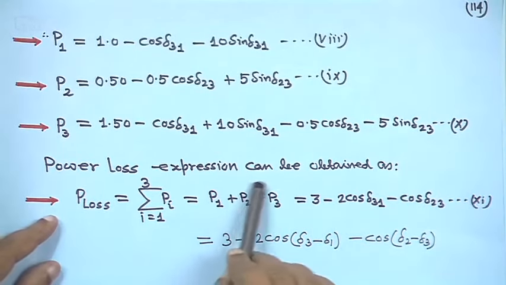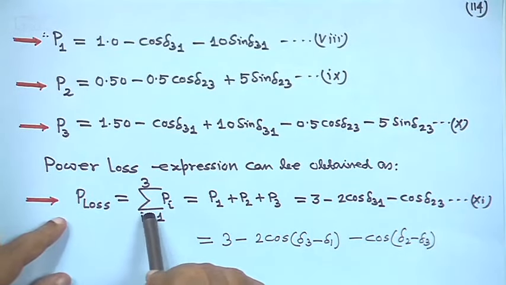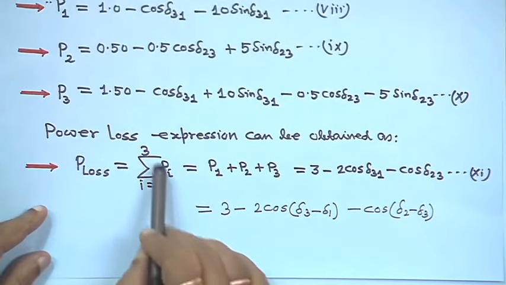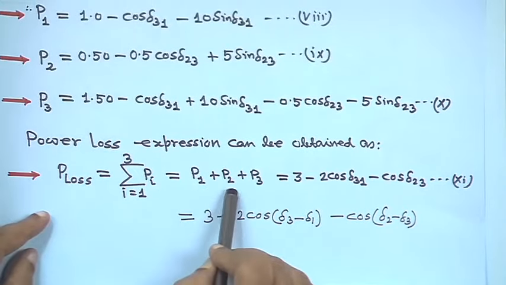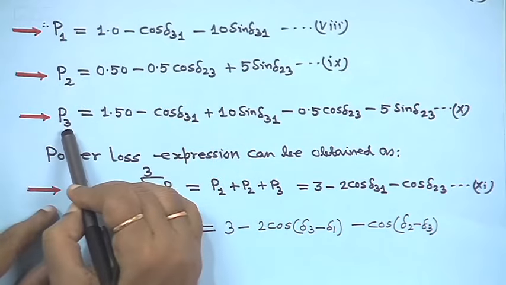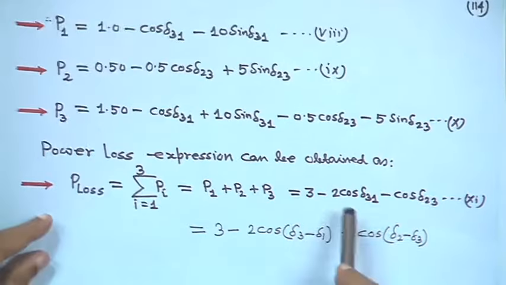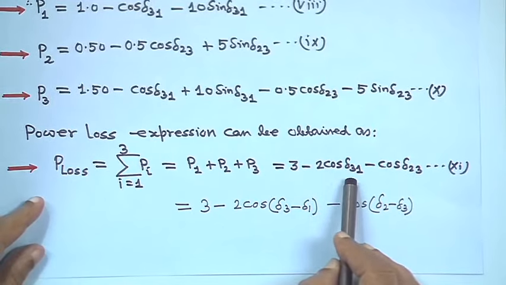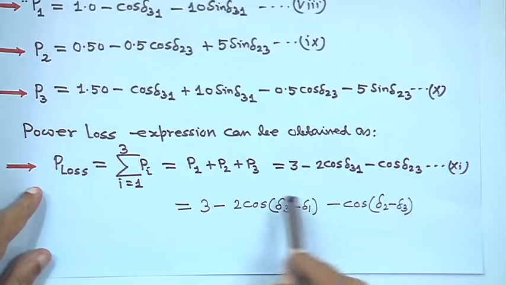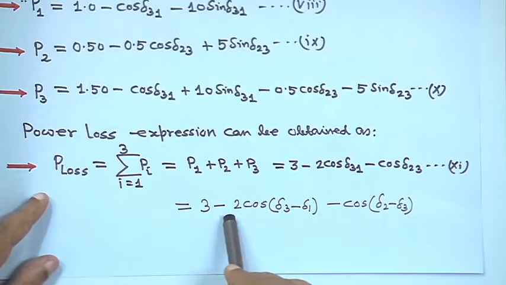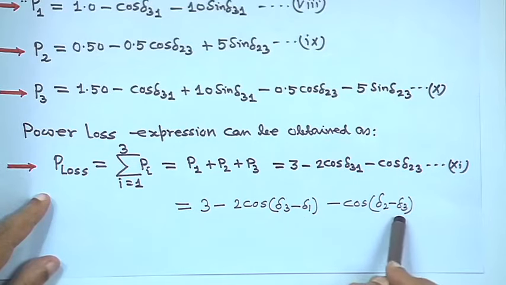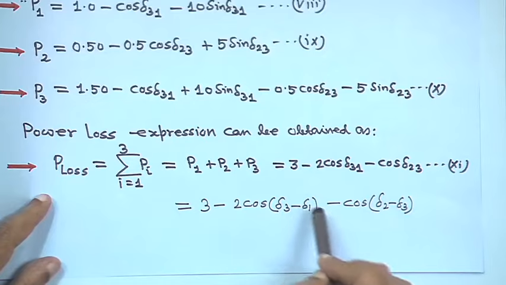Now, the power loss expression can be obtained, as we know the sum of injected power is the power loss. That means P loss is equal to the sum over i equal to 1 to 3 of P i, that is P1 plus P2 plus P3. If you sum it up, you will get 3 minus 2 cos delta 3 1 minus cos delta 2 3. This equation can also be written as 3 minus 2 cos(delta 3 minus delta 1) minus cos(delta 2 minus delta 3). This is the last one.